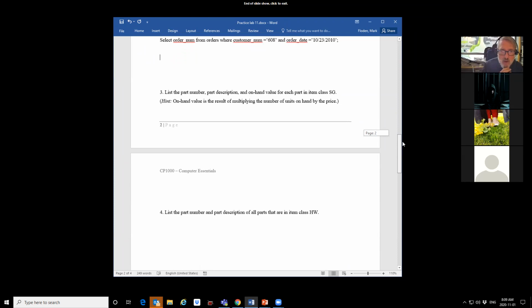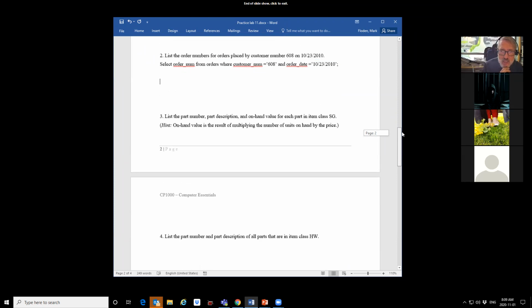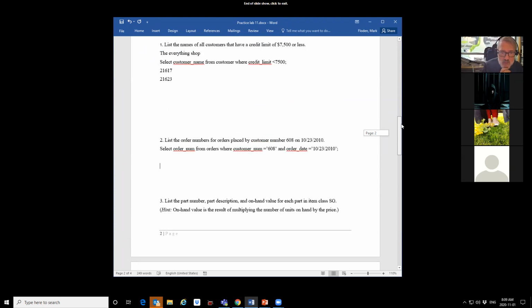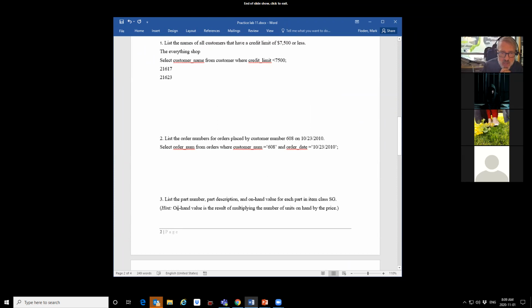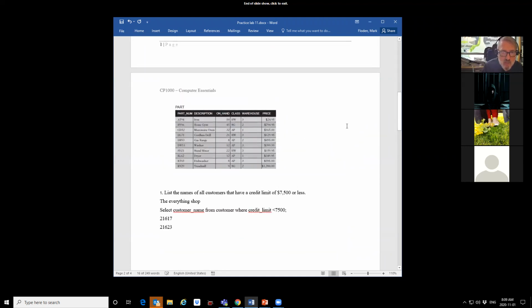List the part number, part description, and on-hand value for each part in item class SG. So here you have to do a calculation. On-hand value is the result of multiplying the number of units by the price. So for everything with SG, you look in the part table, and only the things with SG are selected. So we've got two parts that are SG.